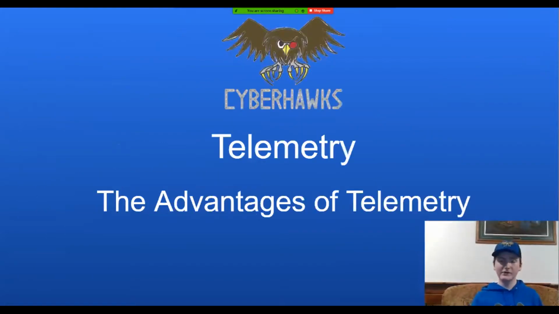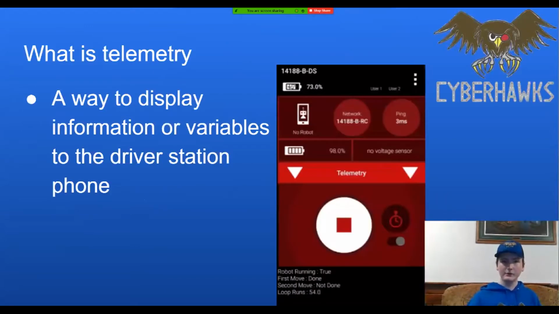So the first subject we're going to be covering is telemetry, the advantages of it, how to bug test with it, and really why a lot of teams should be using it. So first, what is telemetry? It's a way to display information or variables to the driver station phone. In this example image, down here you can see robot running true, that's a string. And then you've got first move done, second move done, and then loop runs.